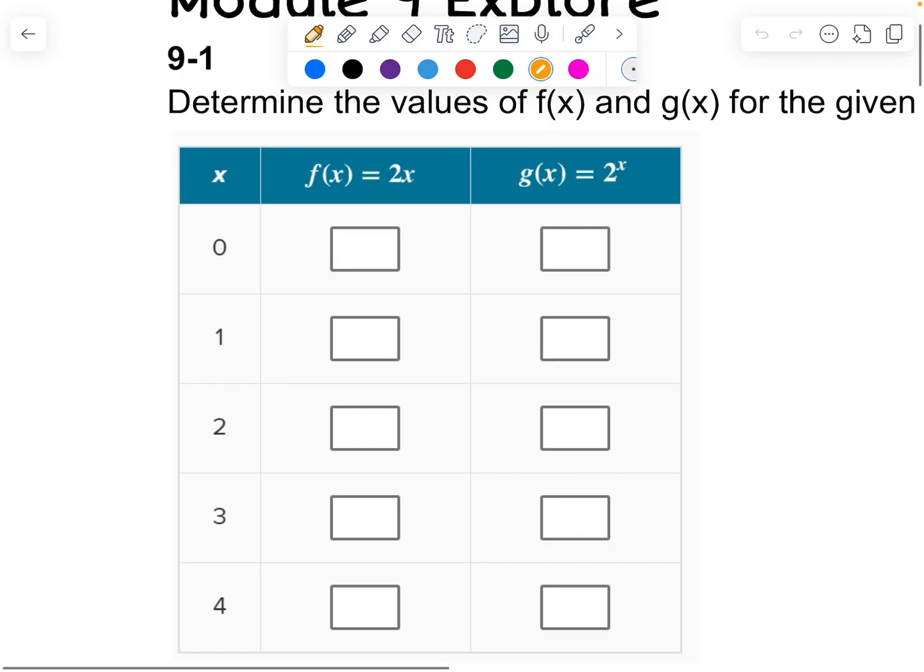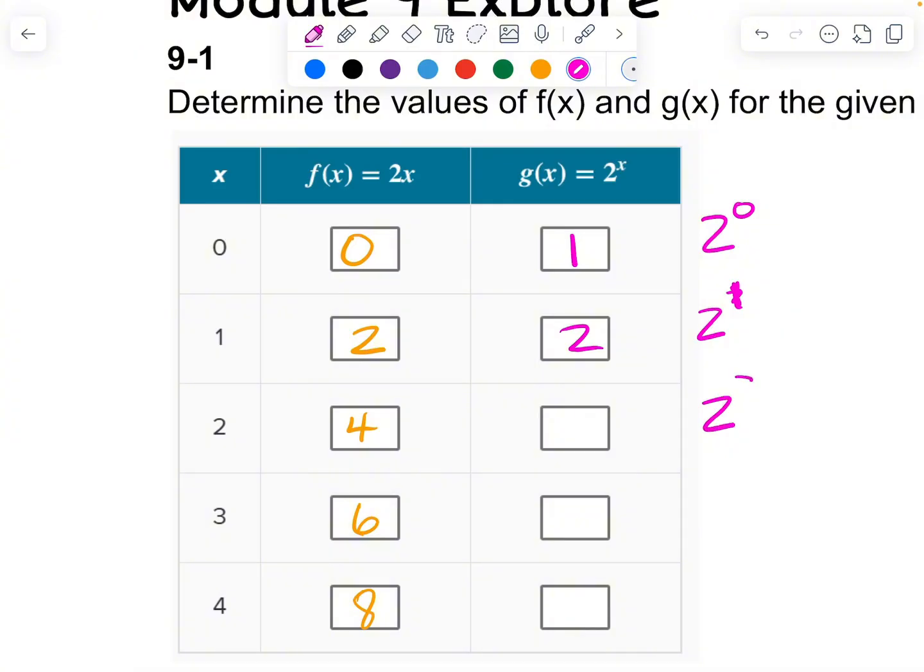So right here, 2 times 0, 2 times 1, 2 times 2, 2 times 3, and 2 times 4. Then if I have 2 to the 0 power, I'm going to have 1. 2 to the first power, I'm going to have 2. 2 to the second power, I'm going to have 4. 2 to the third power, I'm going to have 8. And 2 to the fourth power, I'm going to have 16.